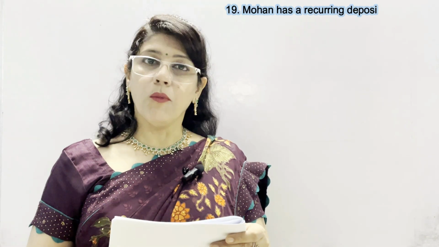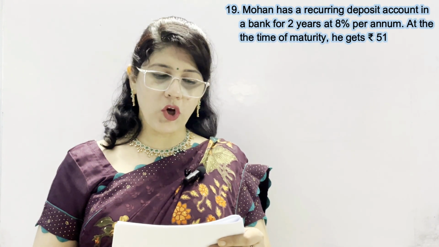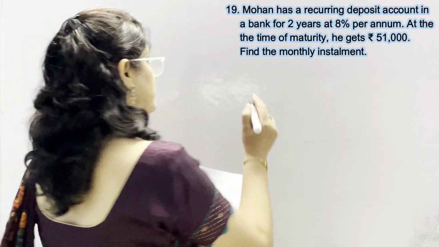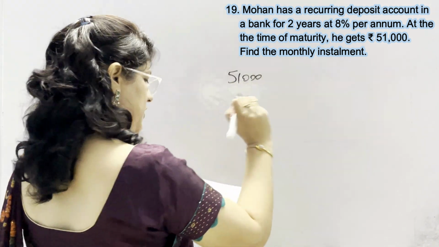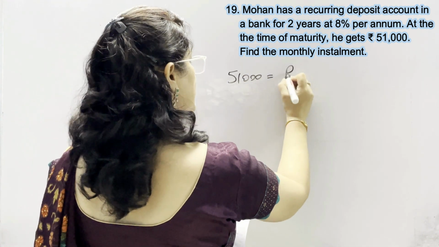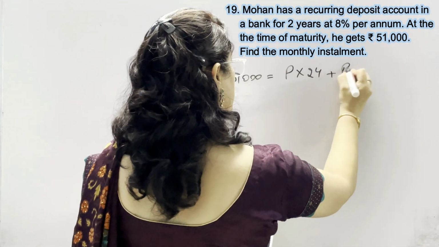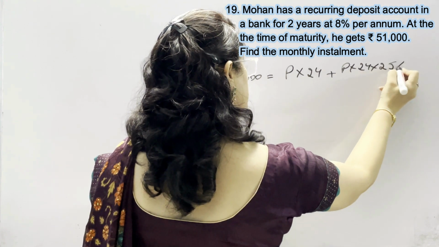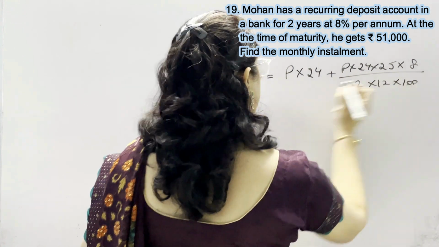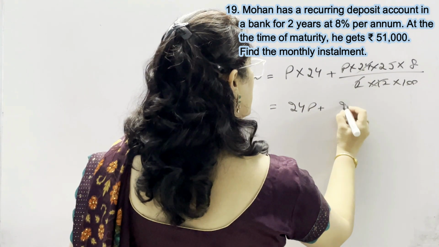In question number 19, Mohan has a recurring deposit account in a bank for 2 years at 8% per annum. At the time of maturity, he gets rupees 51,000. Find the monthly installment. So 51,000 is the maturity value and formula for it is P into N. P we don't know, but N we know it is 24 because 2 years given. So P into 24 into 25 and rate given as 8%, 8 upon 2 into 12 into 100. So 24P plus value comes out to be 2P.